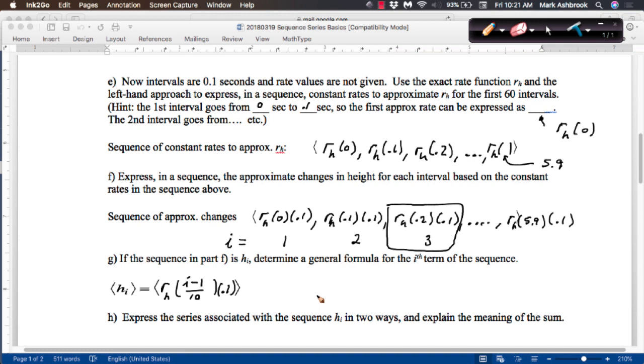Okay, so now the series. How can we express that series? Either we show these added together, or we can do it in two ways. So now we want to incorporate the sigma, right? Sigma, i equals 1, 2, ... 60. And what are we summing up? We're summing up those. So you just rewrite that: R sub h of (i minus 1) over 10, times 0.1. That does it.